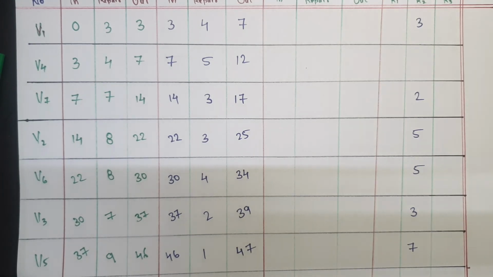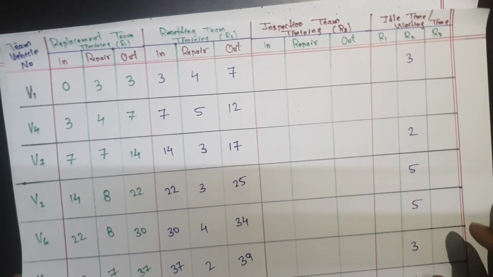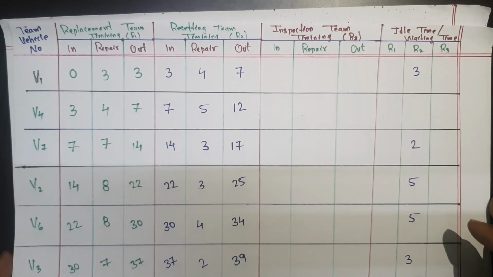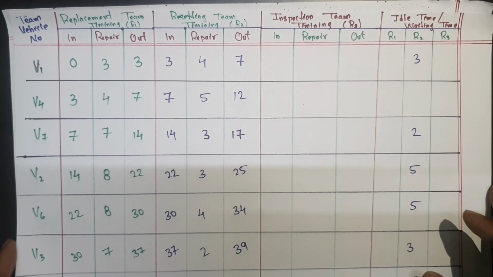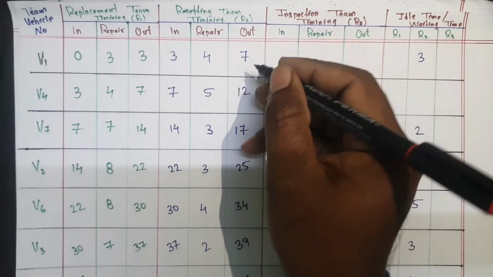47. So, here this is the resetting time. First one is the replacement time is over, as you can see. Second one is the resetting, and next one is the inspection time. Which time is there? Inspection time. So, here what is the ending time here?